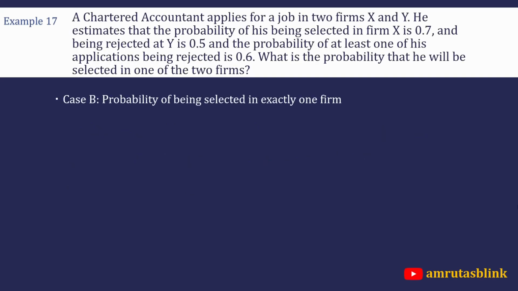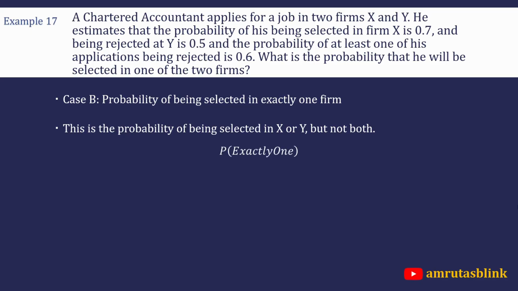And case B, probability of he being selected in exactly one firm. So this is the probability of he being selected in X or Y but not both, that is probability of exactly one, is equal to now probability of X union Y minus probability of X intersection Y, and for this we had calculated X union Y also, that is 0.8 minus 0.4, which is equal to 0.4. So probability that he will be selected in one of the two firms, that is exactly 1, is equal to 0.4 is your final answer.